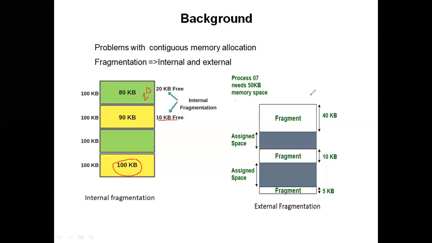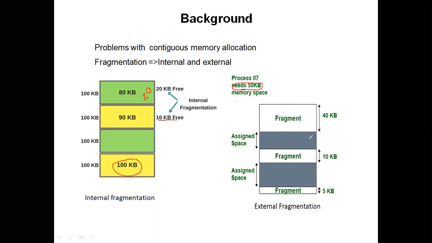In the second case, if we talk about external fragmentation, we see that here this space is assigned to some process, this space is assigned to some process. This is a free block, that of 40 kb, 10 kb free block is here, and 5 kb free block is here. So in this case, we are having a total of 55 kb free blocks available. But here, if a process P7 wants to execute and it needs 50 kb of space, it cannot be granted, because these spaces they are not available in contiguous location, and hence this is called a external fragmentation.